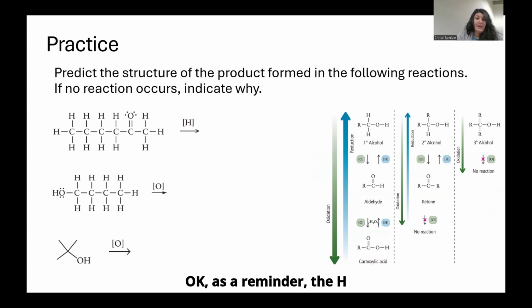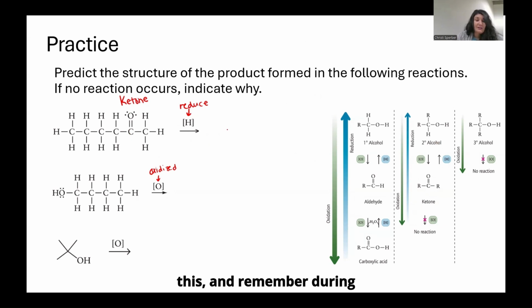Okay, as a reminder, the H corresponds to reduction or being reduced, and the O is oxidized. So we have this ketone. This is a ketone. The ketone is over here being reduced, goes to a secondary alcohol.